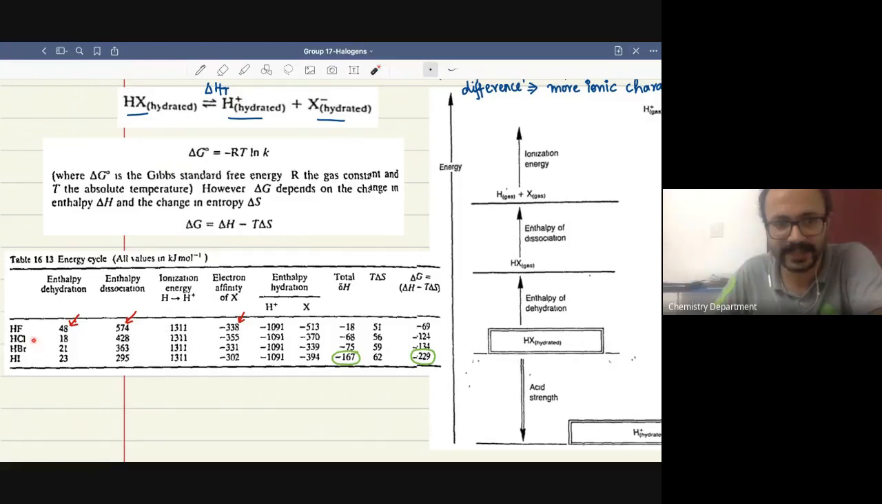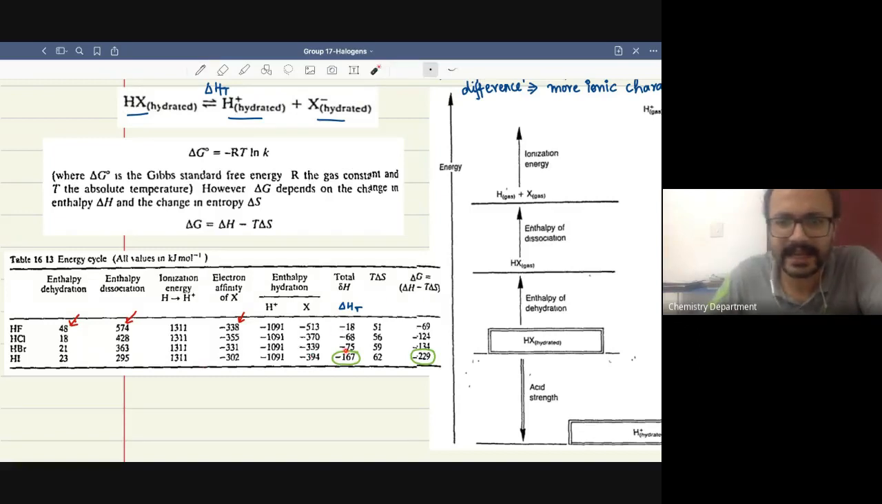For all these hydrohalic acids, you will find all the values of the corresponding delta H. Then we add them together to get the value for the delta H total. So what we are trying to calculate here is the delta H total.